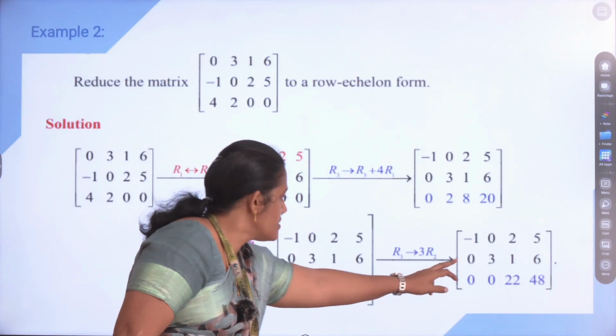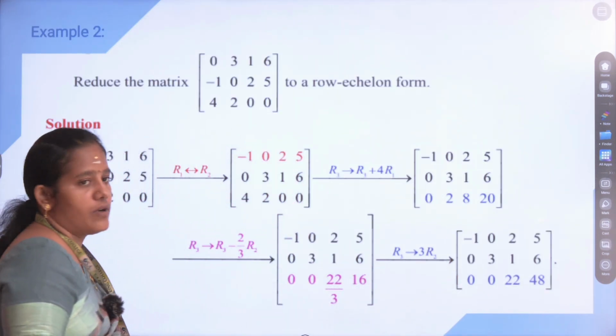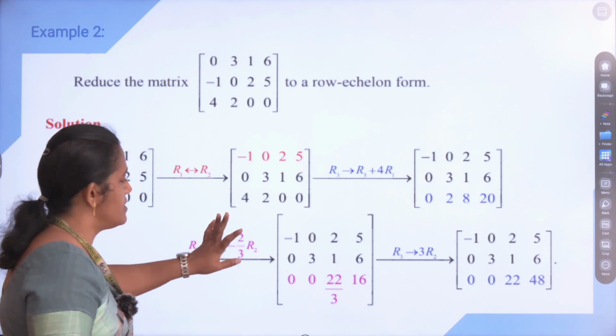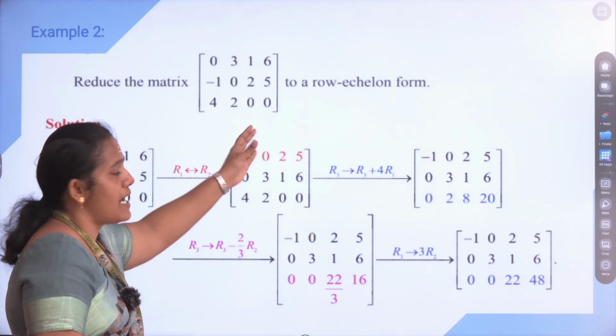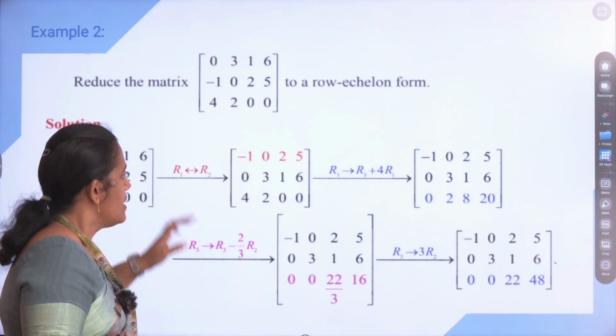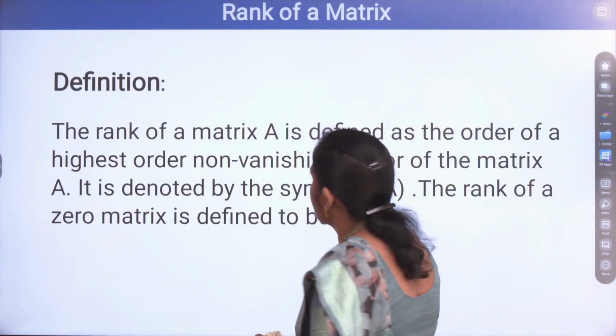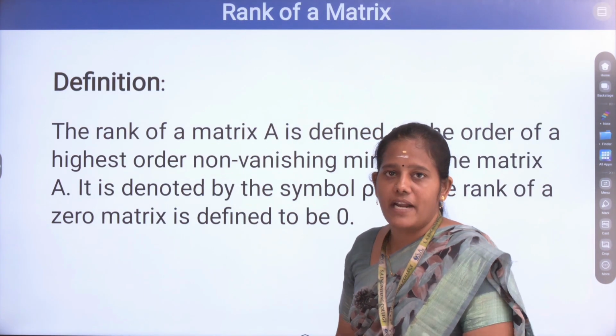See this. So this is the row equivalent form. So this is the step to reduce the matrix to row equivalent form. The next definition is the rank of a matrix.